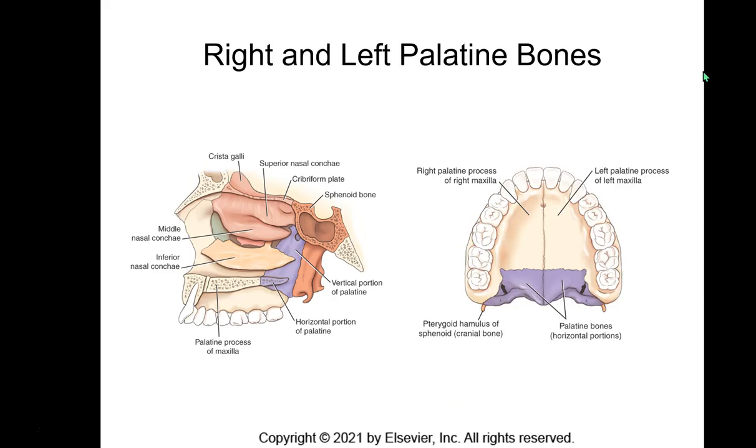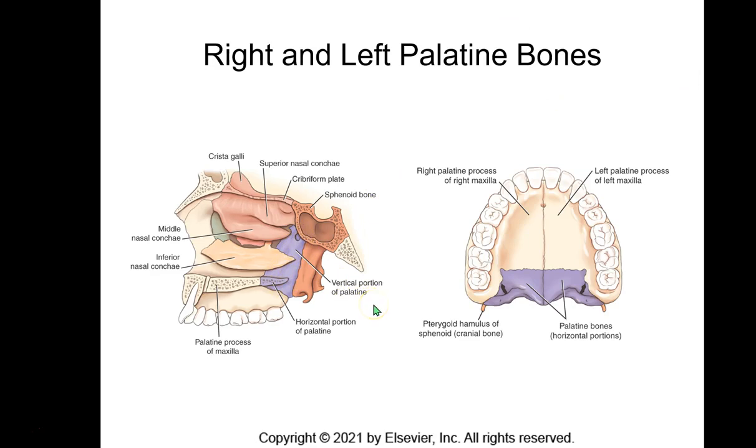Okay, the next set of facial bones that I'd like to discuss are the palatine bones. And again, you cannot see the palatine bones externally. You can only see them on a medial diagram like this. Each palatine bone is roughly L-shaped. The vertical portion of the L extends upward between 1 maxilla and 1 pterygoid plate of the sphenoid bone. And you can see how it extends upward here.